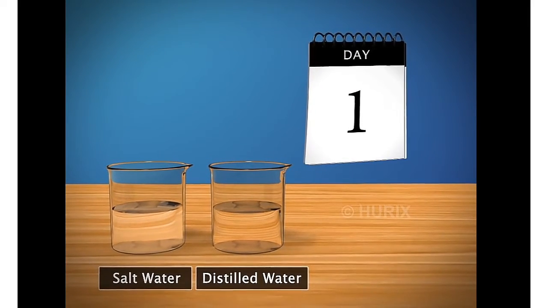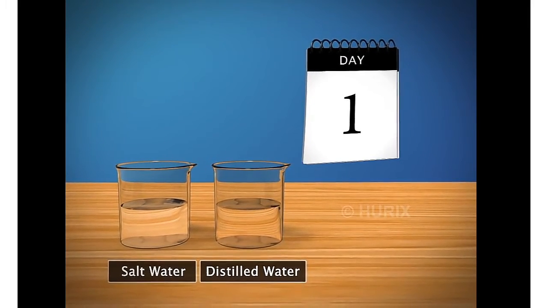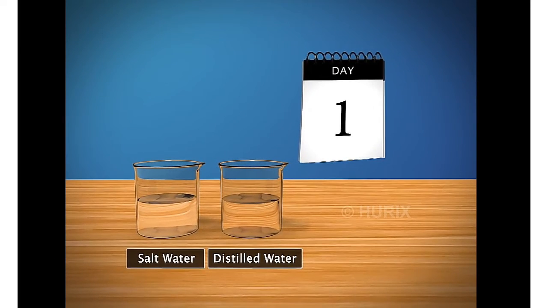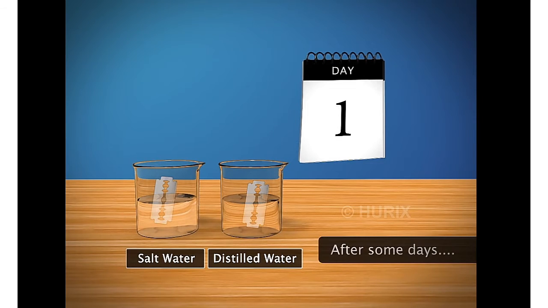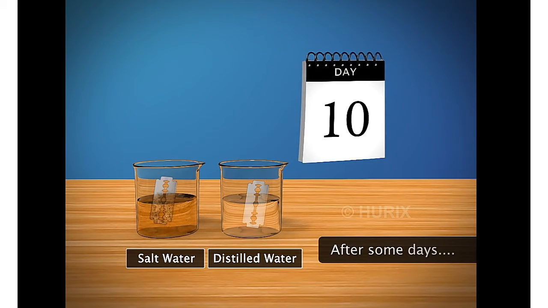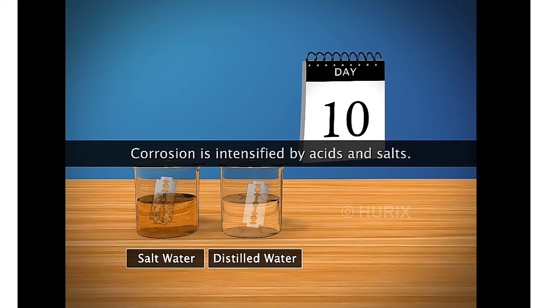Let's see how other factors influence rusting. Take 2 razor blades and dip one in salt water and the other in distilled water. What do you notice? The blade dipped in salt water rusts more rapidly. What do we infer from this experiment? Corrosion is further aggravated by acids and salts.